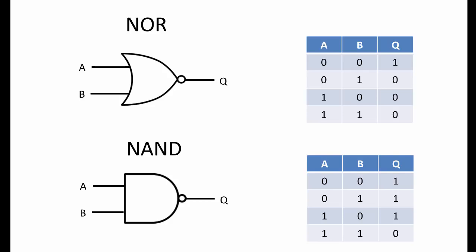Each of these gate combinations has its own name and its own symbol. They are known as the NOR gate and the NAND gate. The NOR gate only produces an output of 1 if both of the inputs are 0. The NAND gate only produces an output of 0 if both of the inputs are 1. The SR latch can be built using one of these two basic building blocks.